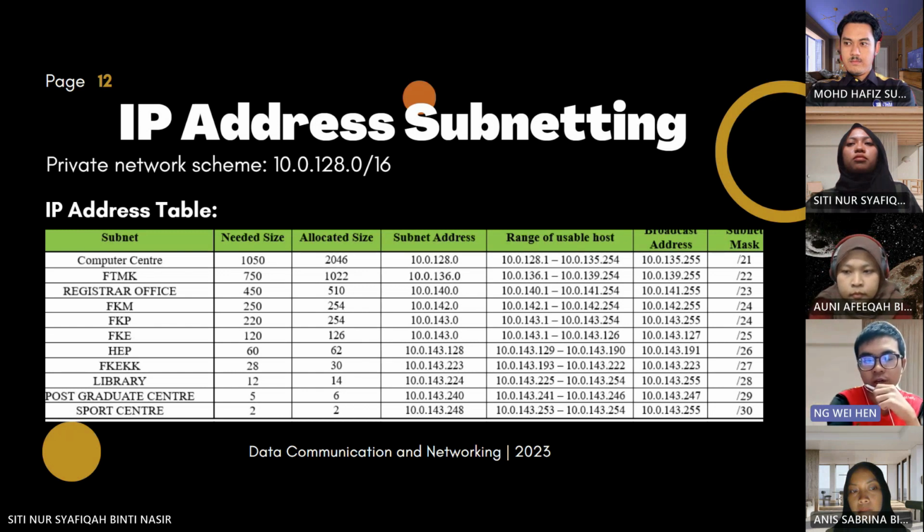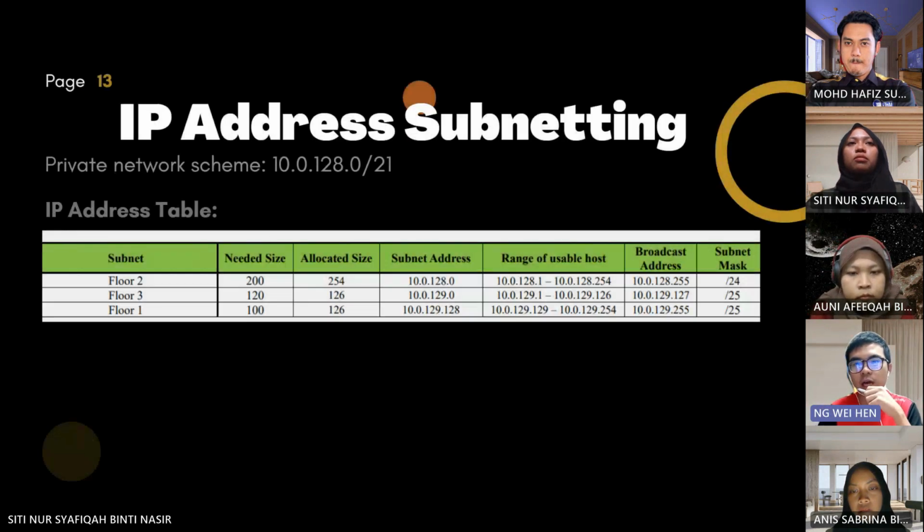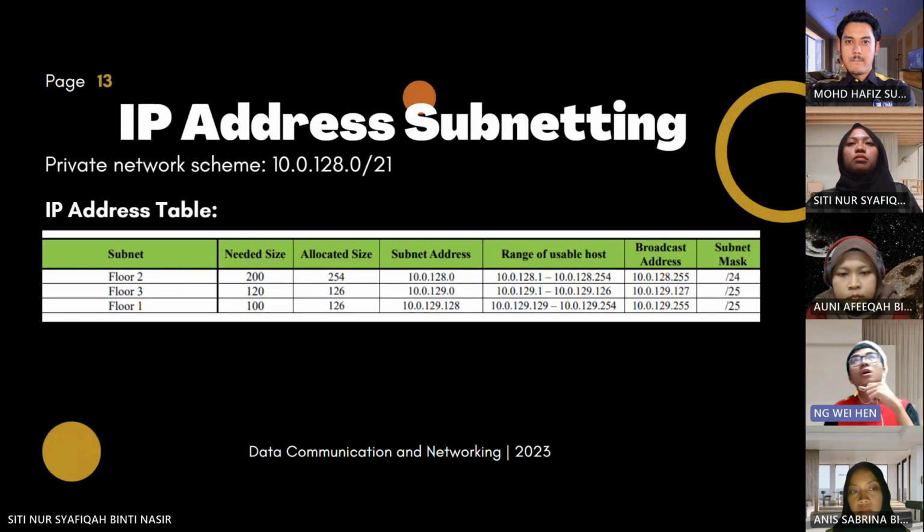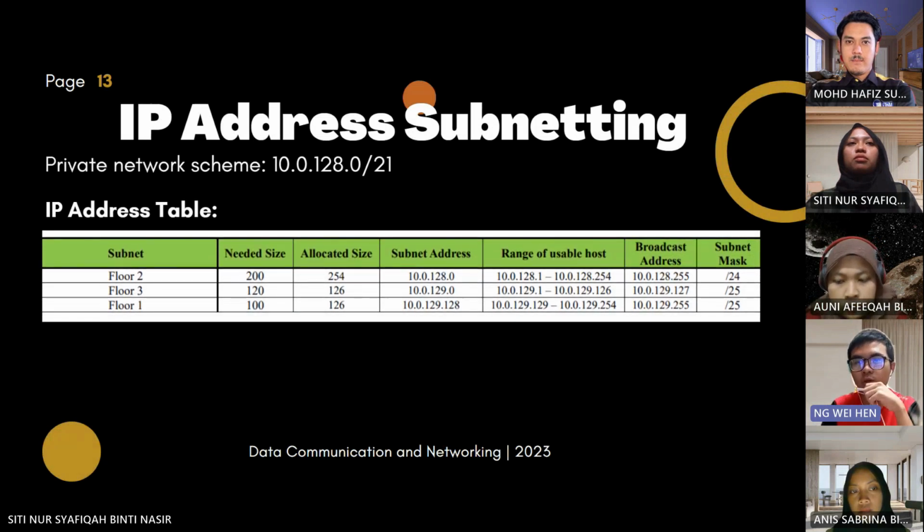All right. So for the next one, we have shown the IP table for the computer center. As we proposed for the topology before, we have decided to make it 3 floors in this computer center, and we used the same subnetting technique, which is VLSM, for calculating all the ranges of usable hosts, broadcast addresses, and the network address. So this is the whole part for the subnetting.